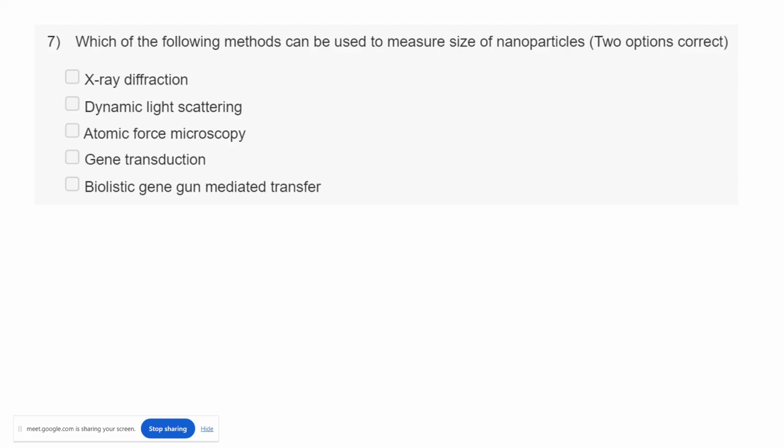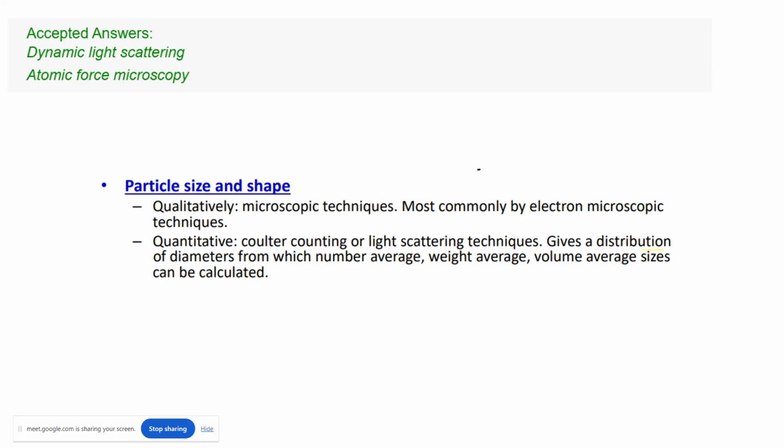Okay, so the correct answer is options 2 and 3, dynamic light scattering and atomic force microscopy. There are qualitative techniques like the microscopic techniques, electron microscopy or atomic force microscopy, and quantitative ones, like dynamic light scattering, which gives number average, weight average, and volume average parameters, and you can calculate the diameter based on that.